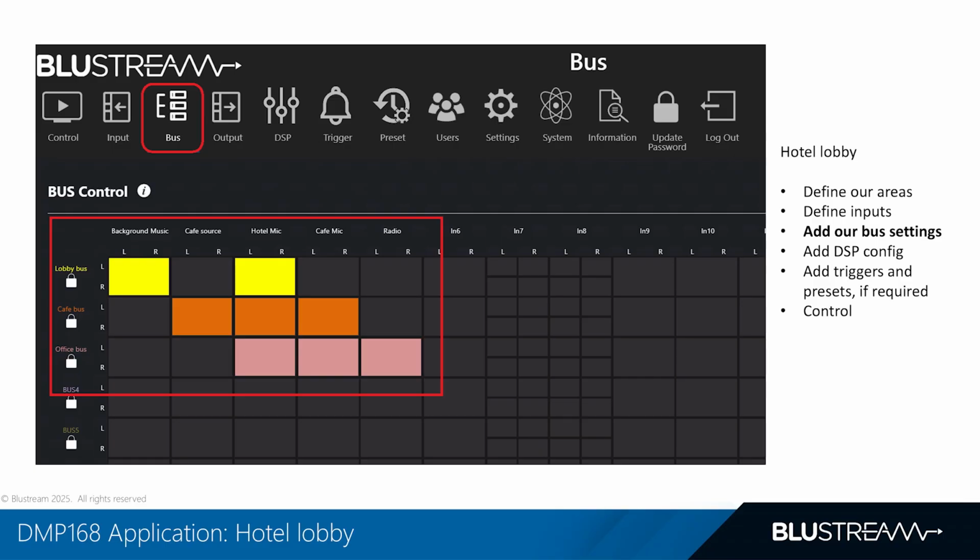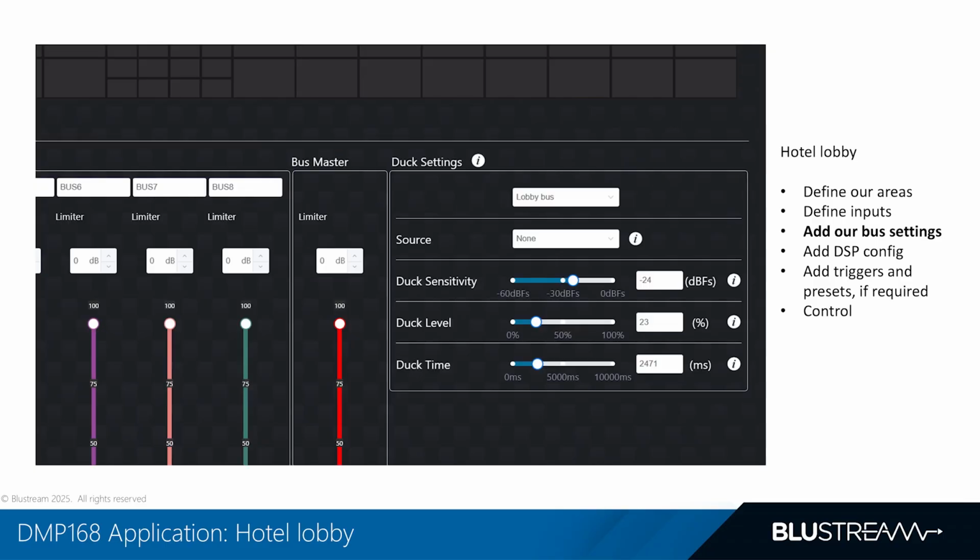Once we've created these, the buses become selectable sources in the routing table, just like a single device input. That means integrators can design complex audio flows, while end users only see simple labeled sources like lobby mix or office bus. The result is a flexible but approachable audio setup that keeps staff informed, guests entertained, and the system operation intuitive. So also on the bus page here, we can configure ducking. Now, I think a lot of us know what ducking is, but I'm going to go ahead and explain it here anyhow.